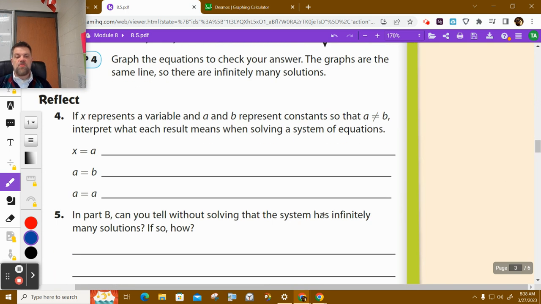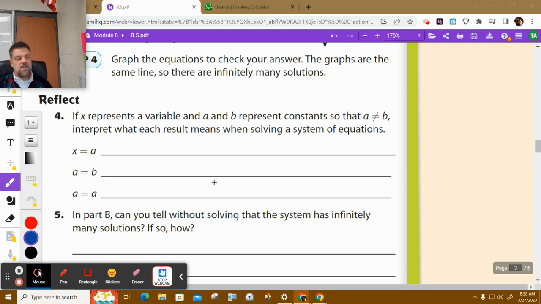All right. So now let's reflect on this. It says if x represents a variable and A and B represent constants, A cannot equal B. Interpret what each result means when solving a system of equations.